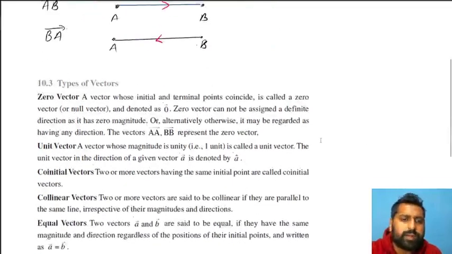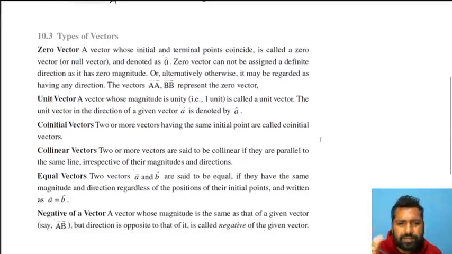So what is a zero vector? Basically, a zero vector means you'll not have a length of the vector. Your initial and terminal points will coincide. Let's say this is the initial point and this is the terminal point. If these 2 points are the same point, basically a single dot effectively, that will be your zero vector.